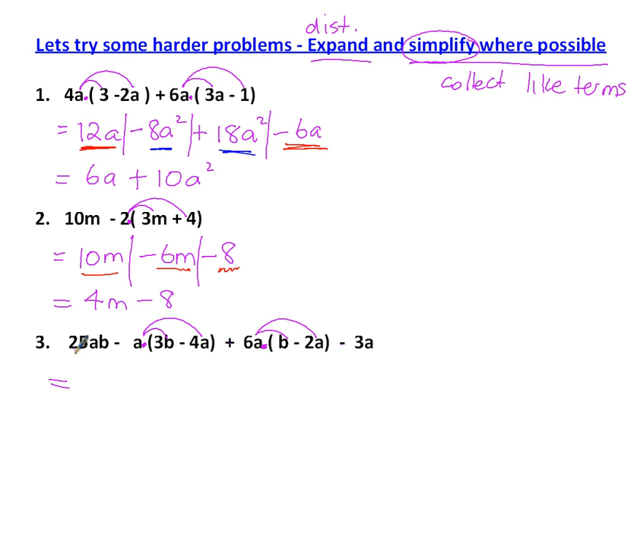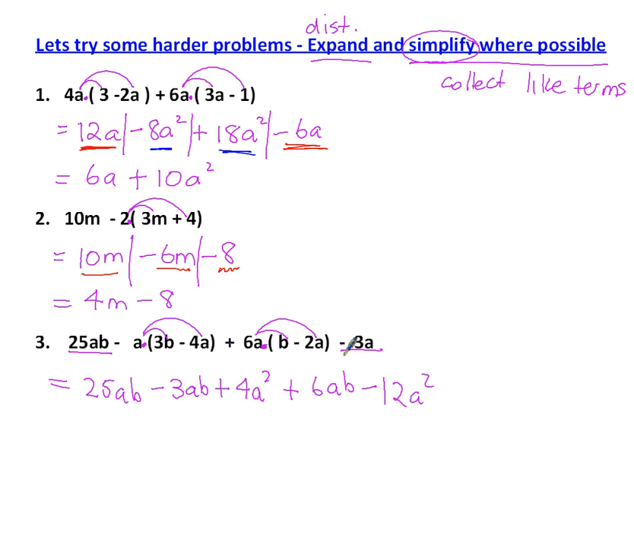All right, so I'm going to bring down the things I don't need. I'm going to bring down that 25ab because I'm not doing that subtraction yet. Let's have a look here. Negative a times 3b, we've got negative 3ab, or negative 3ba, same thing. Negative a times negative 4b, so we have positive 4a squared. Positive 6a times b, we've got a positive 6ab there. Positive 6a times negative 2, we have negative 12a squared.